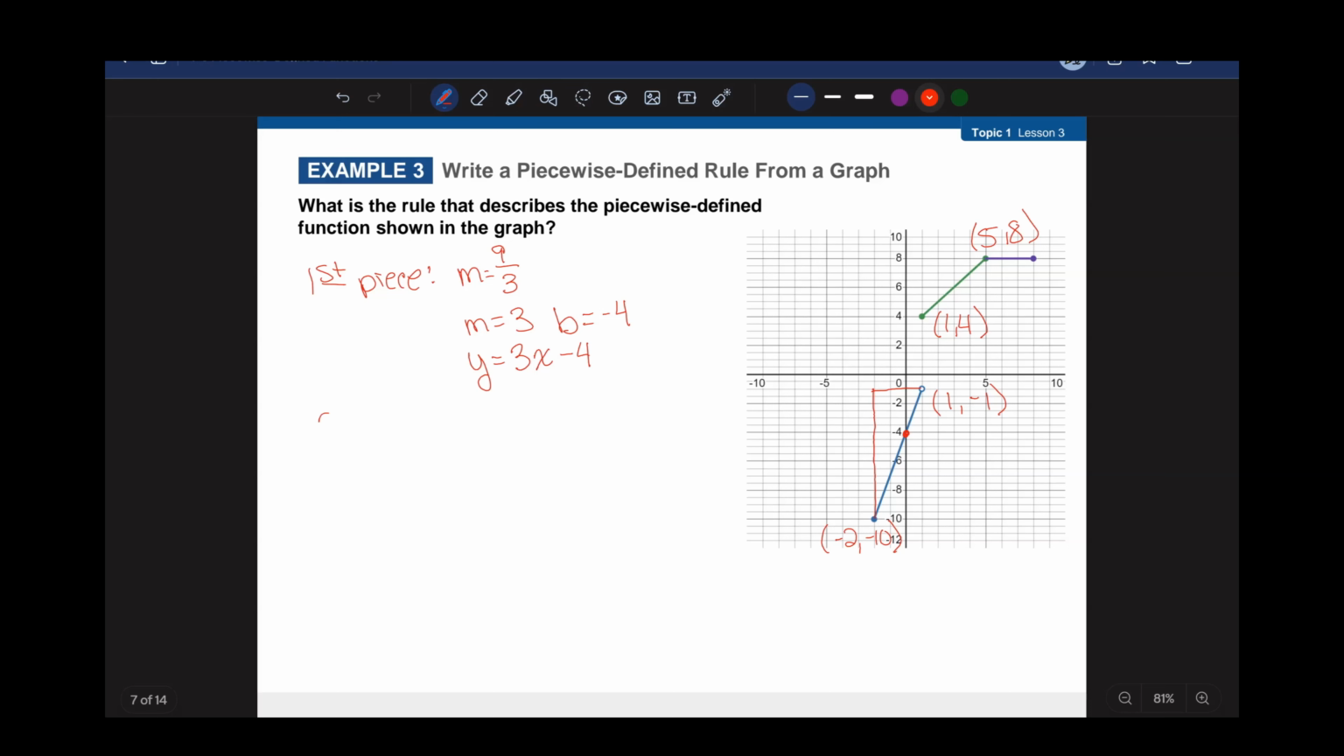Okay, my second piece, I'm going to have to do a little more work. All right, first things first, I can count again. 2 up 4, so my slope is 4 over 1, 2, 3, 4. 4 over 4, so that's a slope of 1.